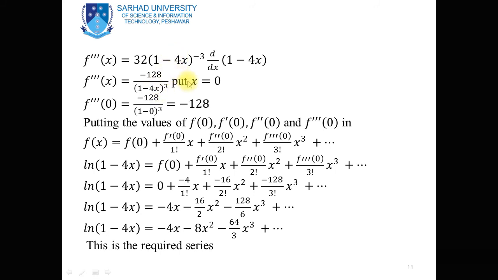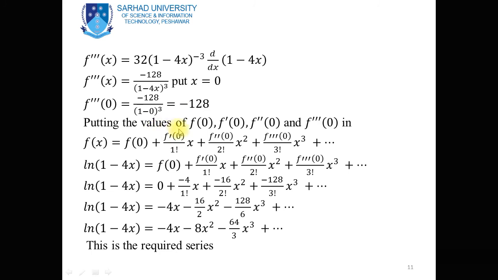Now putting x is equal to 0 in this third order derivative, we obtain the third order derivative of the function at x is equal to 0 is equal to minus 128 divided by (1 minus 0) whole cube, which is equal to minus 128.